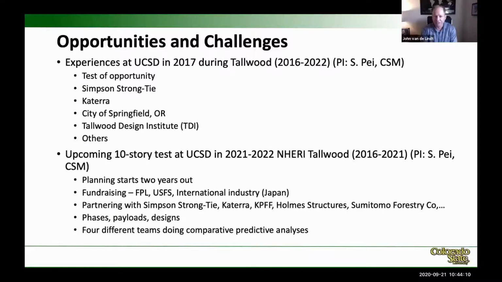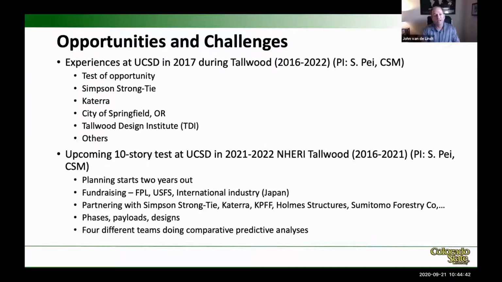But fundraising is key. We're working with the Forest Products Lab, the U.S. Forest Service, and international industry. We have colleagues in Japan. We'll be talking to colleagues in Canada, where cross-laminated timber is even bigger than in the U.S., or at least it was over the years. And again, partnering with Simpson, Katerra, KPFF, Home Structures, Sumitomo Forestry Corporation, and over in Japan.